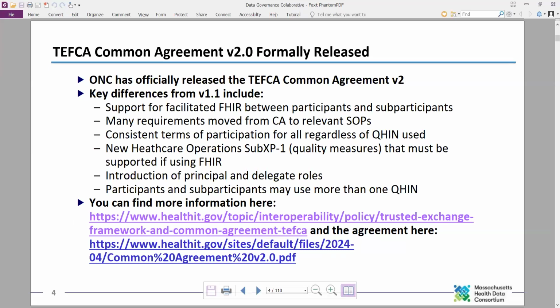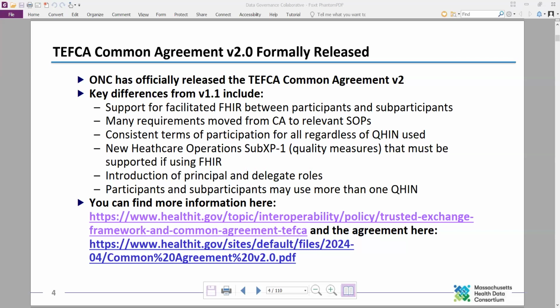So the first update is that the fairly long-awaited TEFCA Common Agreement version 2 was formally released on Monday. We've already talked about this agreement in some detail and some of the upcoming TEFCA changes, so I'm not going to go into an excruciating amount of detail, but just to review what some of the big changes are. Common Agreement version 2 includes support for facilitated FHIR between participants and sub-participants.